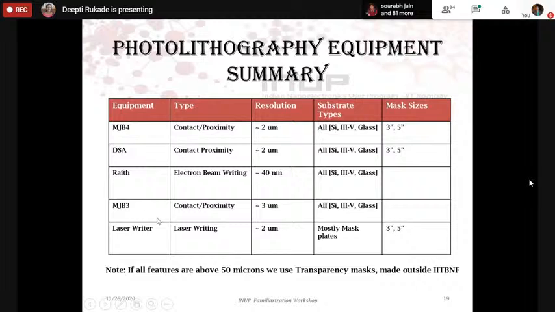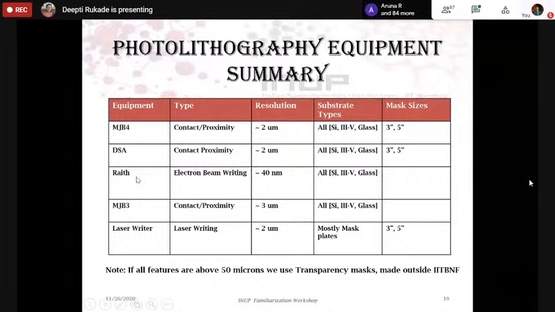Then, as I said, the laser writer is for writing the mask. But the laser writer can also do writing directly on your silicon wafer. Why we do not use it to write directly on the silicon wafer is because we already have these three tools, MJB3, MJB4, and DSA, for exposure. So the laser writer helps in that sense. Once you write this hard mask, you can time and again use the same mask to just expose the wafer and develop it. So this is all regarding the photolithography.